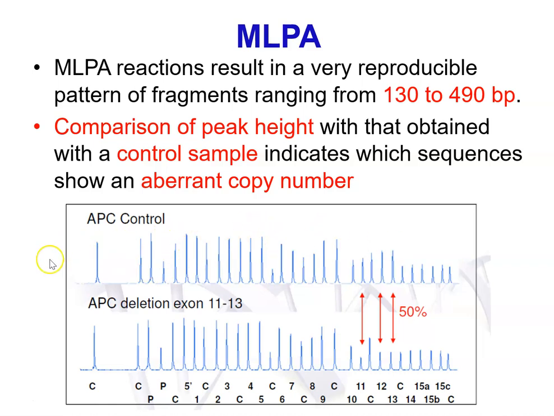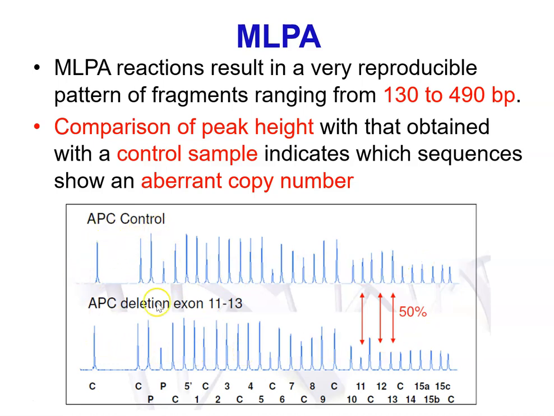And also you can get different efficiencies of probes binding to template DNA. So there are various factors that can affect the peak height. So you end up with different peak heights, but as long as you've got a normal reference control DNA, you've got something to compare to. So you run this at the same time as a patient sample.